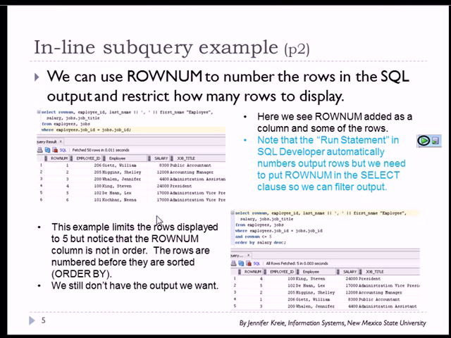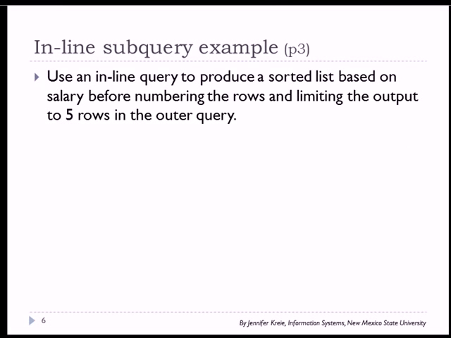So in this example, if I were to add order by salary descending, what you'll see is that the Rownum that we have in the select clause is scrambled. We are not getting the output that we want. That's because the rows are numbered before they are sorted. So what we'll do is use an inline query to produce a sorted list. So we'll have a temporary table that's already been sorted, and then we'll number that temporary table output and use Rownum to filter and limit output to the top 5 rows.